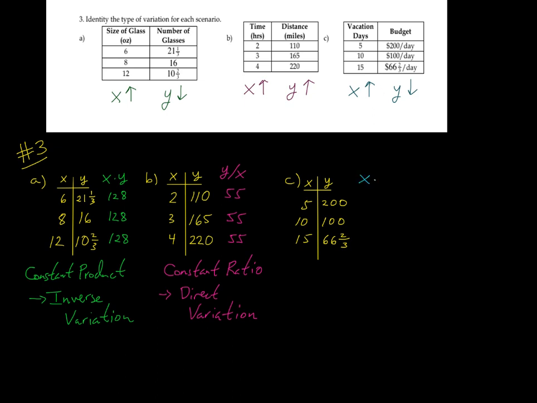So let's look at the product here of x and y. 5 times 200, that would be 1,000. 10 times 100, that would be 1,000. And finally 15 times 66 2/3, that is also 1,000. Okay, now this 1,000 here would just be our total budget for the vacation.